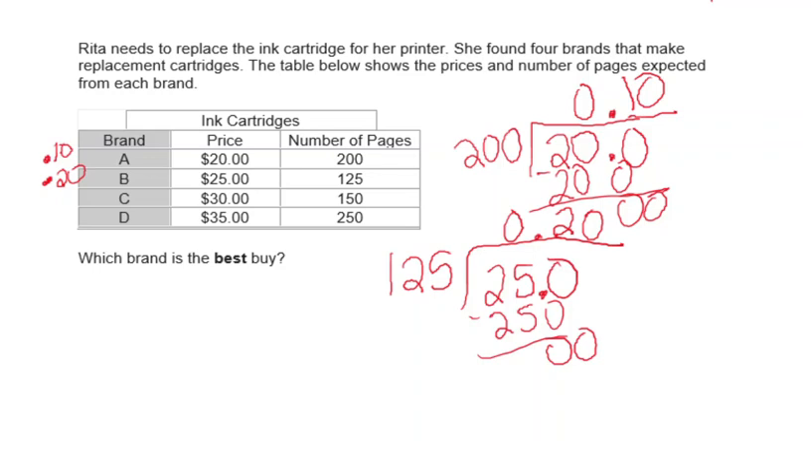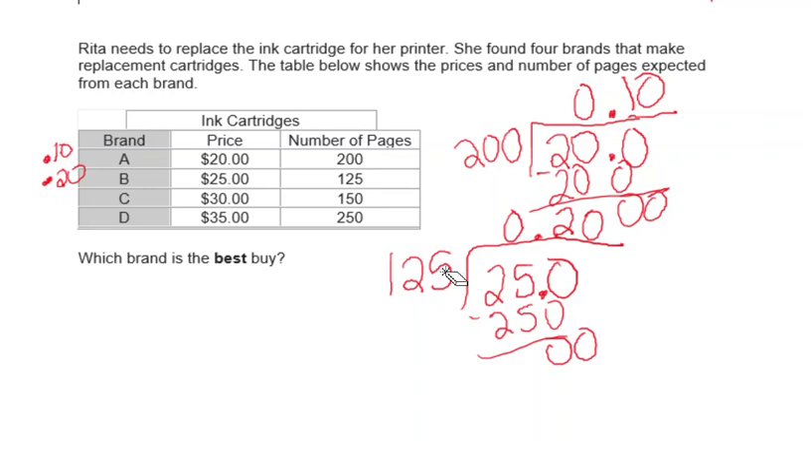So far, brand A is better than brand B because you're paying less per page, which should make sense because the price went up, but the number of pages went down. So that doesn't make sense. That's not going to be a better deal than brand A. What about brand C? Cost went up, pages went down.